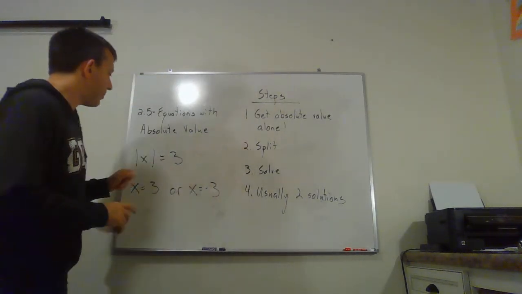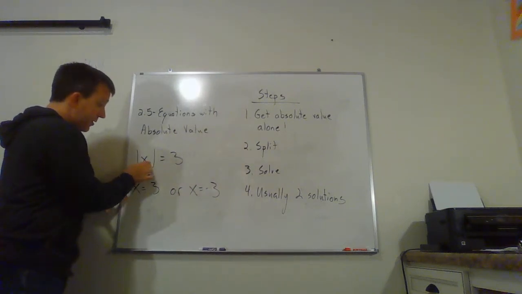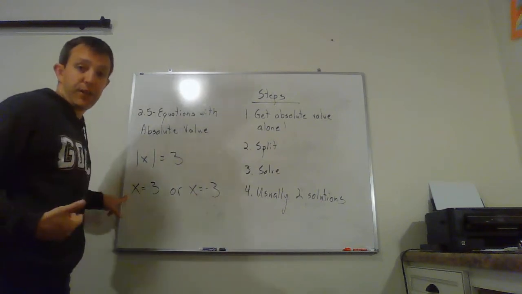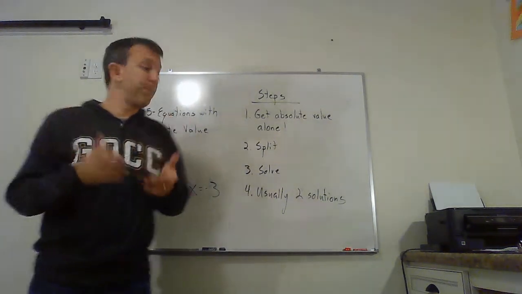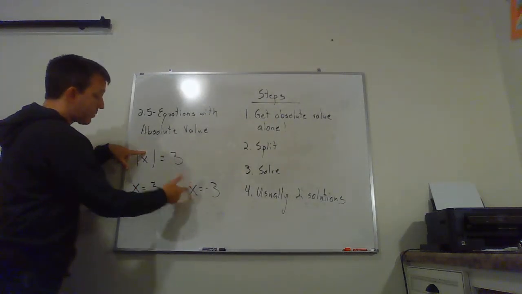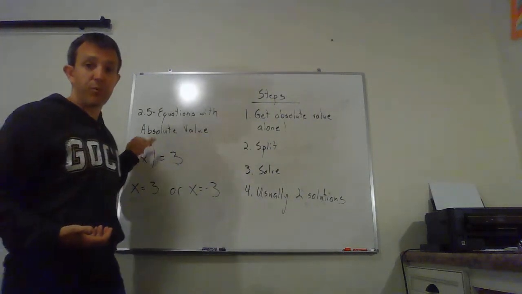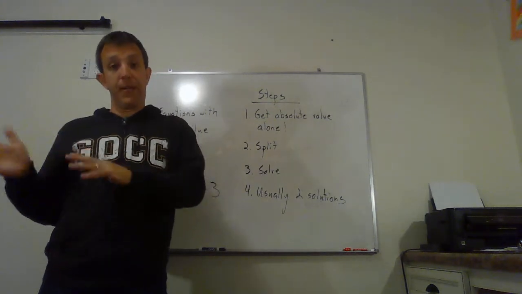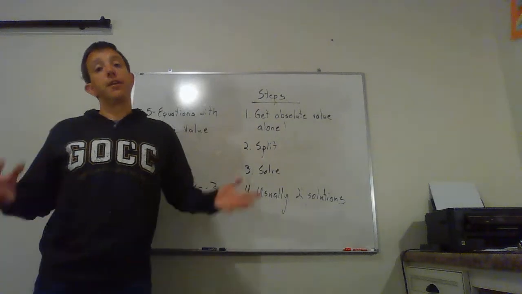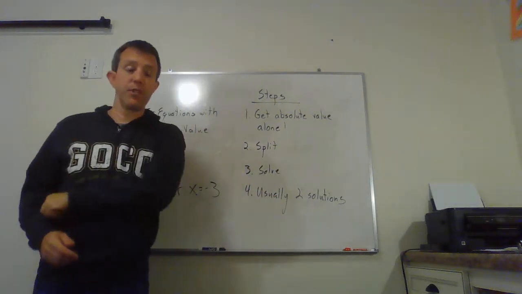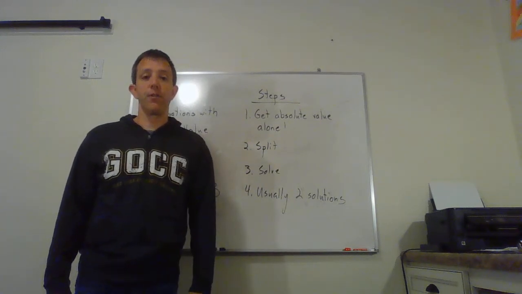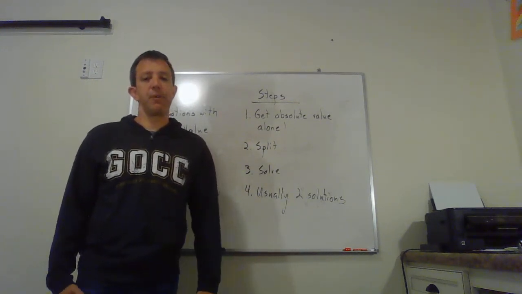Step 2, split it up. There's going to be one where the inside is equal to the positive and one where the inside is equal to the negative value. Because remember, if the x ended up as positive 3, that's going to work, or if x was negative 3, that would also end up working. So there's going to be two parts, a positive and negative part. That's the split. Step 3, solve. You're going to solve both of those. You're going to get two solutions. And step 4, there are usually two solutions. So there you go. Let's look at some examples.